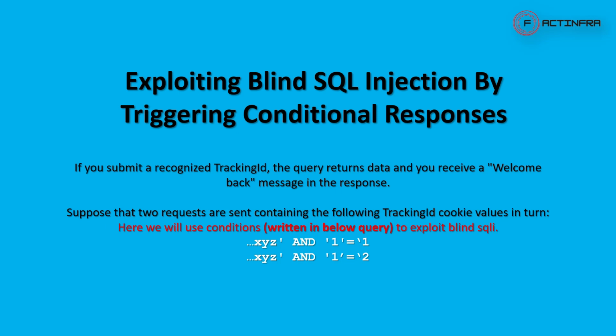I injected this single quote and 1 equal to 1, and the second condition is xyz single quote and 1 equal to 2. Now we know very well 1 equal to 1 is a true condition, and 1 equal to 2 is a false condition. Okay, now for these conditions, how does the website respond to us?